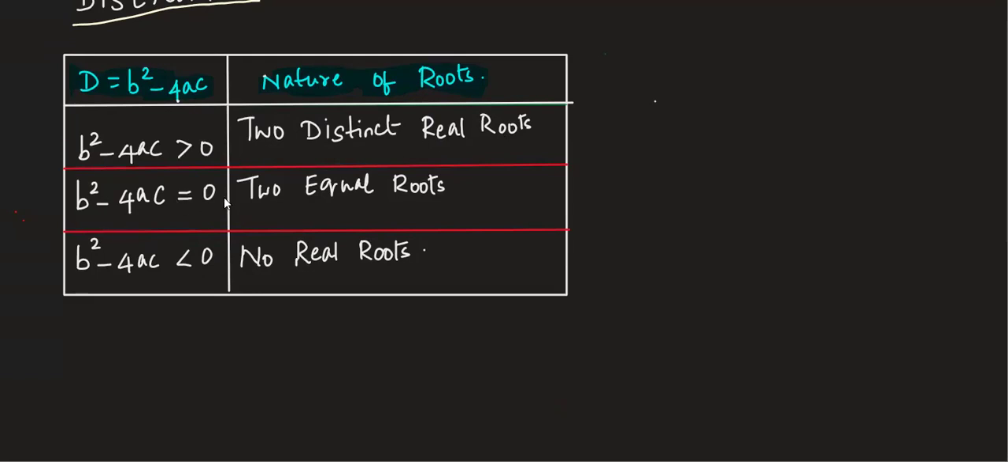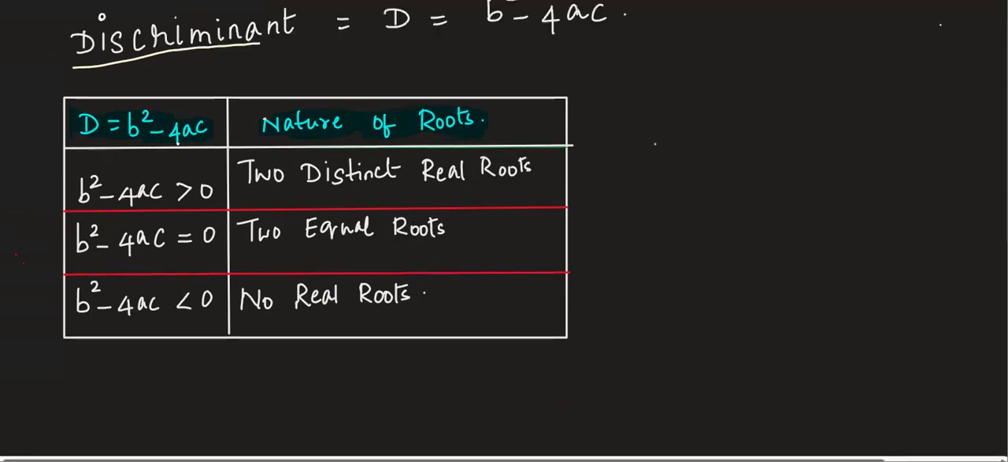Okay, if it is exactly equal to 0, then you will have two equal values. That is, the two x values will be the same. If it is less than 0, which means it is negative, then no real roots exist for that particular equation. Okay, now let's solve the first question.